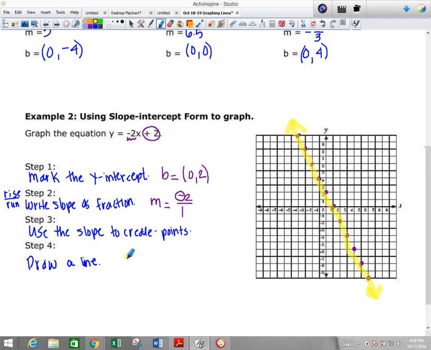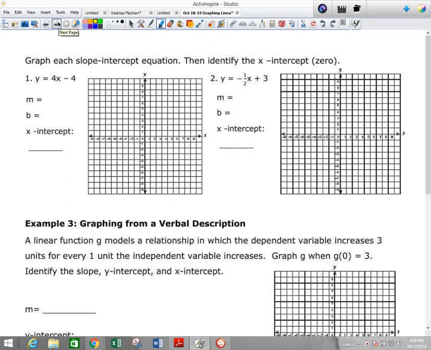All right, let's turn over to the next page. Graph each slope-intercept equation, then identify the x-intercept, or the 0. Okay, so again, same thing we did on the previous page, nothing different. We're going to look for the slope and the y-intercept, and we remember that the slope is the number in front of x.